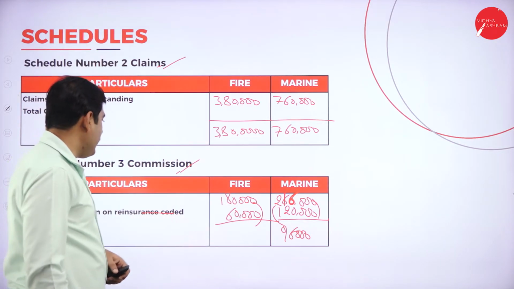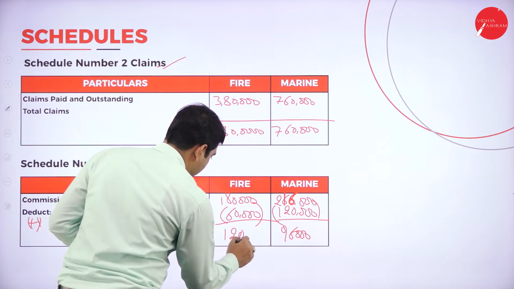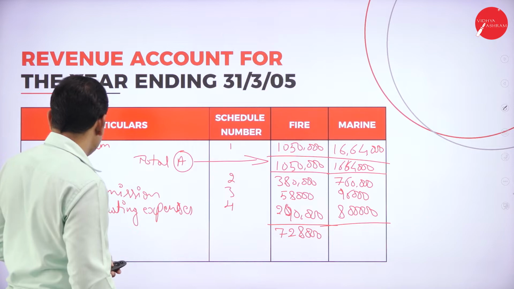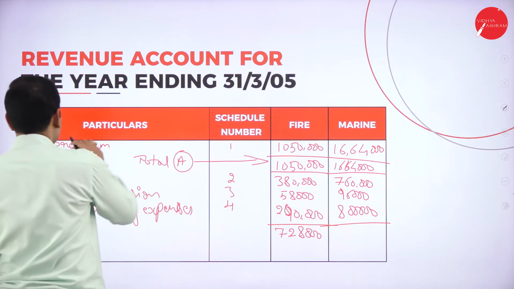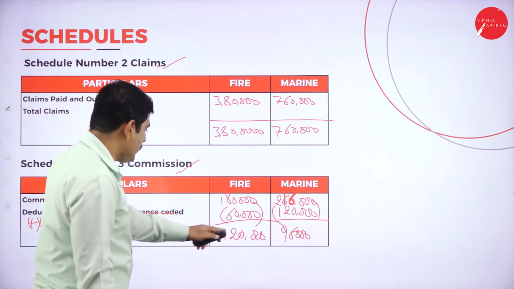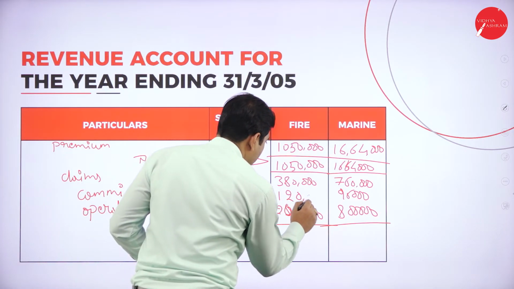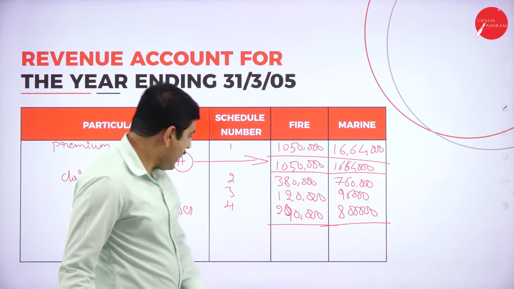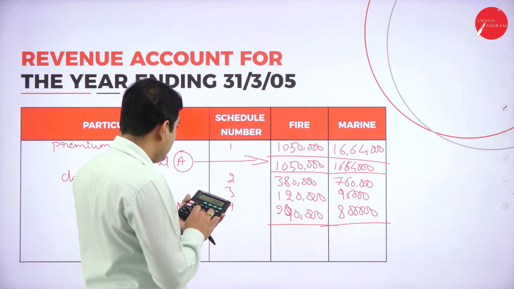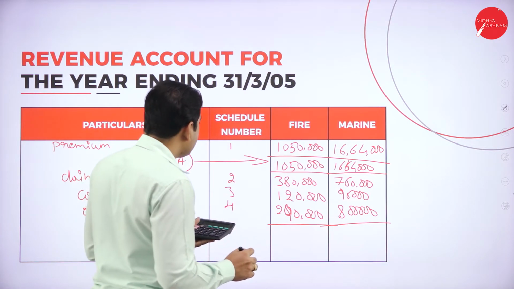It is commission paid 1 lakh 80,000. If you deduct that, we'll get 1 lakh 20,000 here. So 1,20,000. Let's write this is commission. I am rectifying the mistake here. So 1,20,000 here. Now let's add this. So it is 3,80,000 plus 1,20,000 plus 2,90,000. So we get 7,90,000.